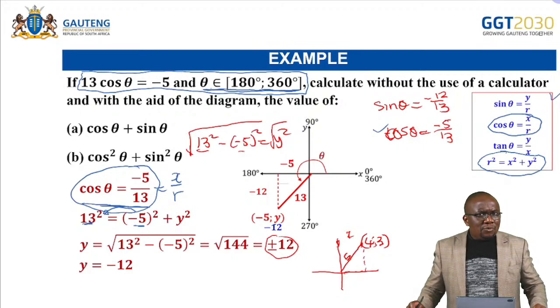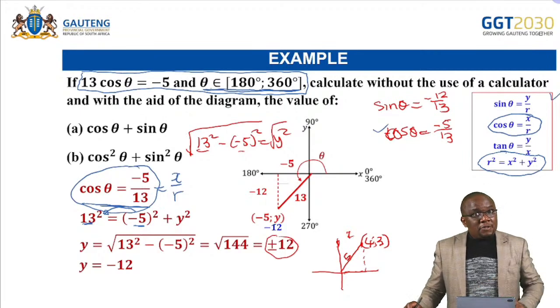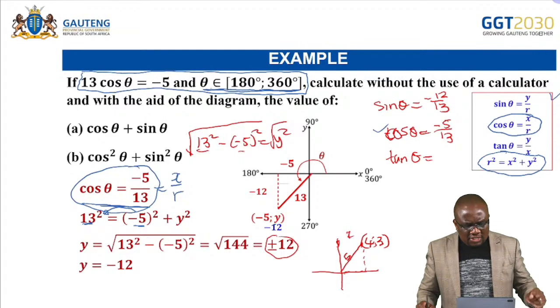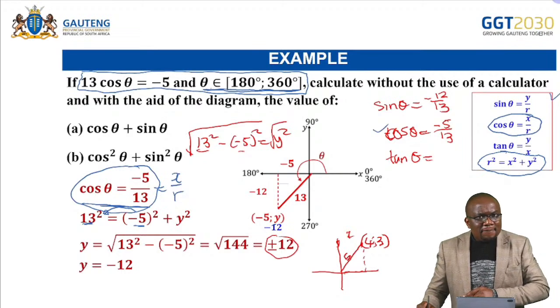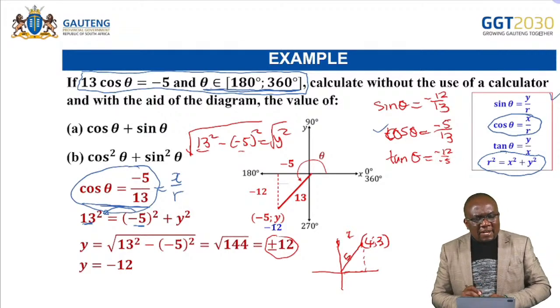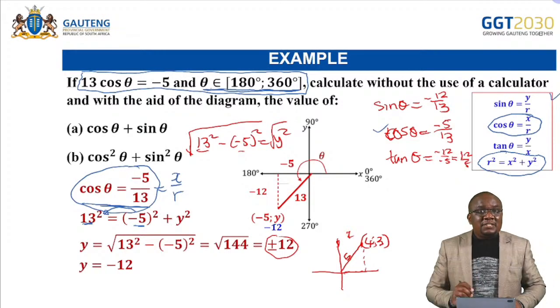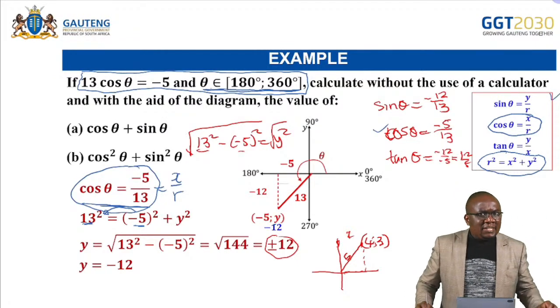Tan theta. What type of answer should you get for tan theta? Tan theta in the third quadrant is positive, isn't it? So the answer must be positive. Let's see. Tan theta is equal to y over x. What is y? Negative 12. What is x? Negative 5. Do you get that? Negative divided by negative is positive. So this is 12 over 5. Right? The three trigonometric ratios. So now we have the three of them: sine theta, cos theta, and tan theta.